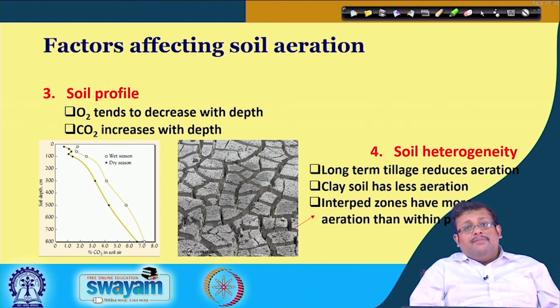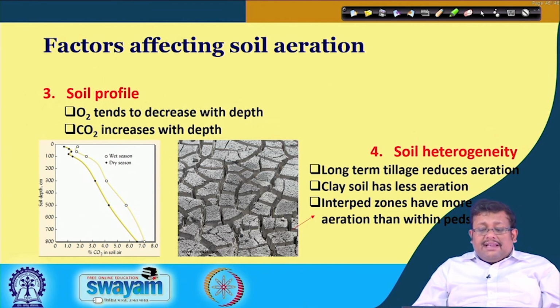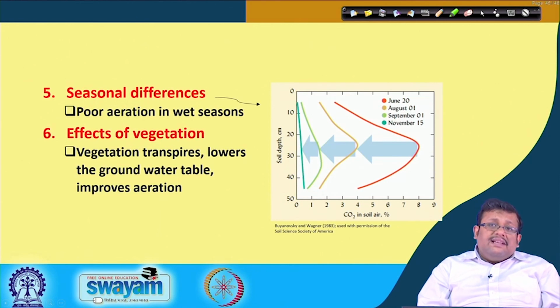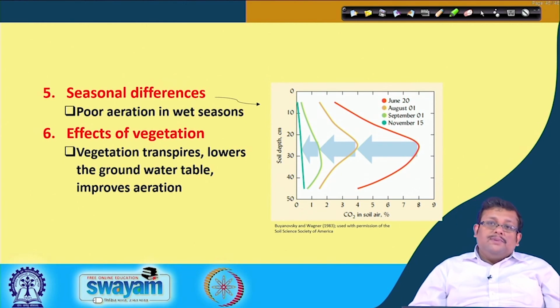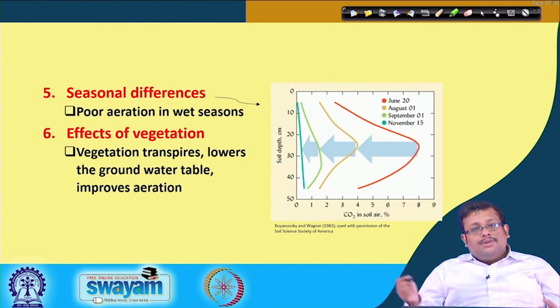Long term tillage reduces aeration, and clay soil has less aeration. Remember that the entrapped zones have more aeration than within the pads. Seasonal differences also influence the aeration status. Poor aeration can be seen in the wet season, because all the pore spaces will be filled by water, so air movement will be slowed down.